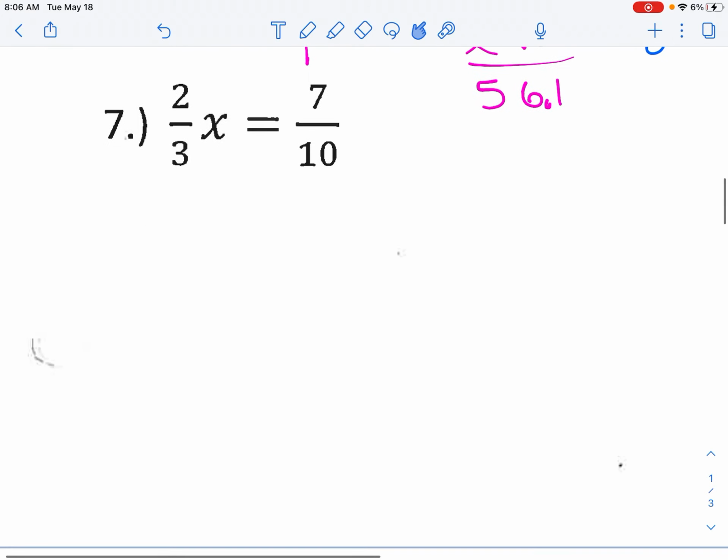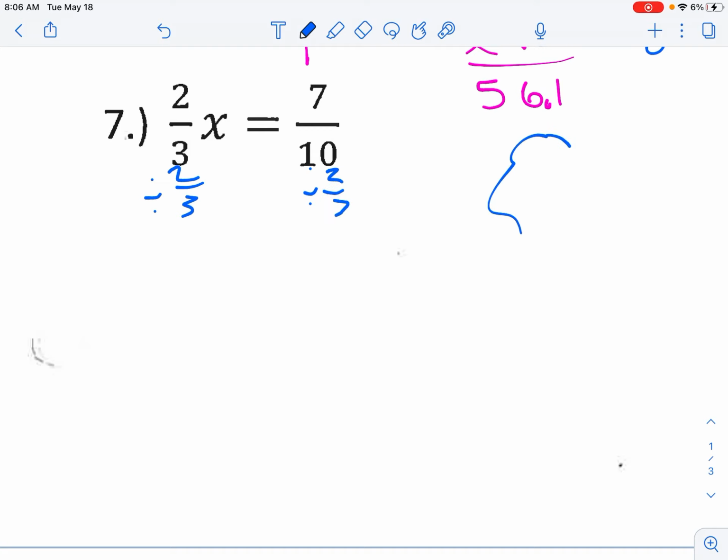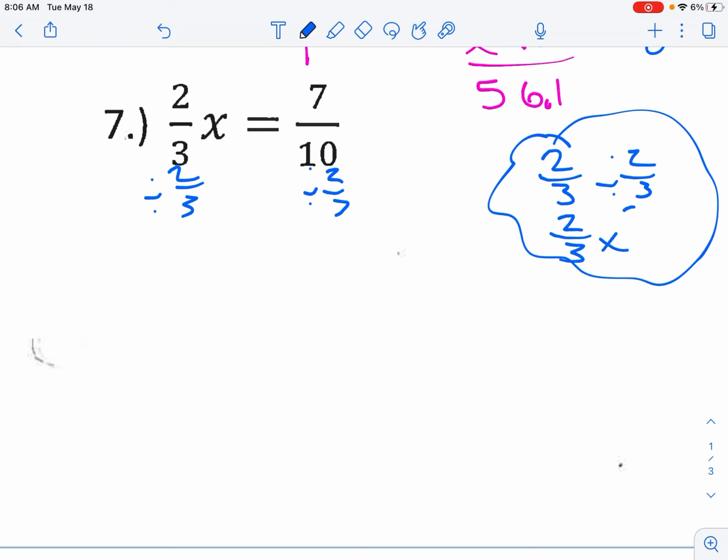2/3 times what equals 7/10? So this is another one where I know that the opposite of multiplying by 2/3 is dividing by 2/3. So in my head, I'm thinking if I have to divide 2/3 by 2/3, I'm really going to multiply 2/3 by 3/2.